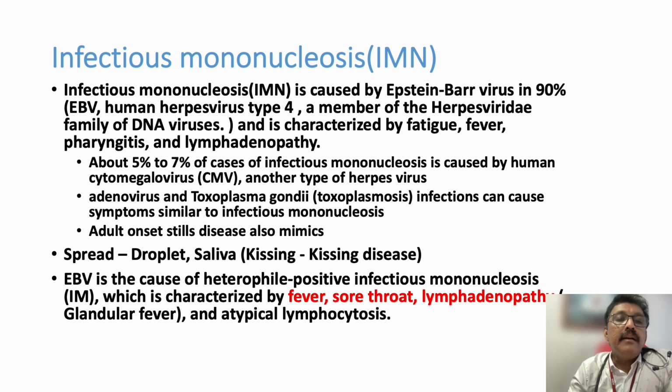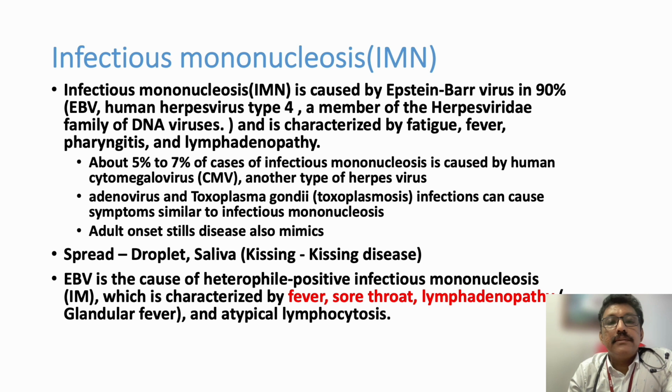But in 90% of the patients, this disease is due to Epstein-Barr virus or human herpes virus type 4. It's a member of the herpesviridae family and it's a DNA virus. Here the patient mainly presents with high degree fever, skin rashes, pharyngitis, weakness, lymphadenopathy. Some patients may have prolonged post-viral lethargy and weakness.